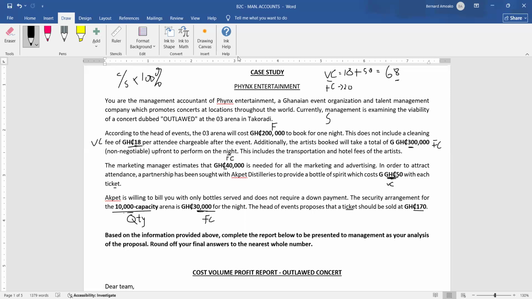If that is the variable cost per unit, how do we determine contribution over sales times 100%? The variable cost per unit is the variable cost for the cleaning and the variable cost for the distilling that they are going to supply. That will give you the variable cost per unit. Now, with variable cost per unit and sales at 170, can you determine your contribution to sales ratio now? 170 minus 68 divided by 170. What is the final answer?